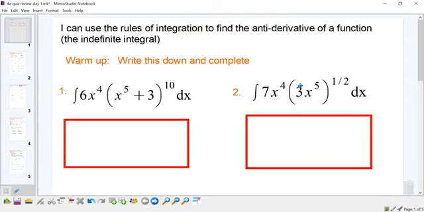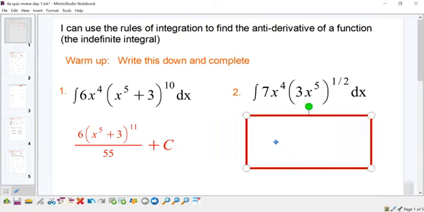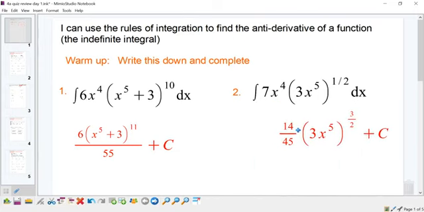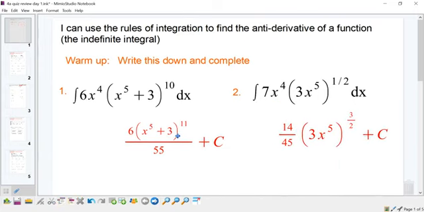Okay, so today's the first day of quiz review. Pause the video here and try these two warm-up problems. All right, so now you can quickly check your answers. I will show the work for both.